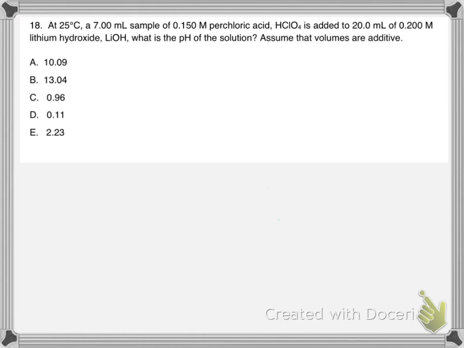Here we have a reaction between perchloric acid, which is a strong acid, and lithium hydroxide, which is a strong base. So I'm just going to write, we have a reaction of H+, because we have a strong acid, with hydroxide because we have a strong base. And these are going to react and form water. The lithium and the perchlorate are going to be spectators, so we don't need to keep track of them. They're not going to have any effect on pH.